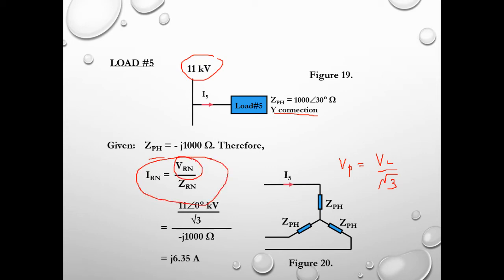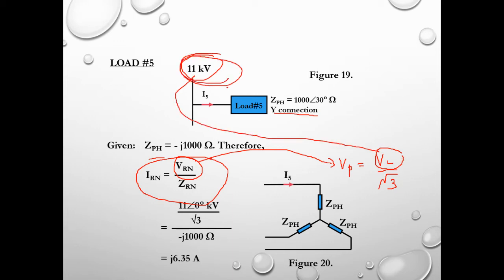So once we come to analysis, IRN equals VRN. This is the phase value, so we should have V line divided by square root 3. V line in this example is 11 kV, so 11 kV divided by square root 3 to convert it into the phase value VRN. Then divide by the Z value. This is the point N, and this is R Y B again.